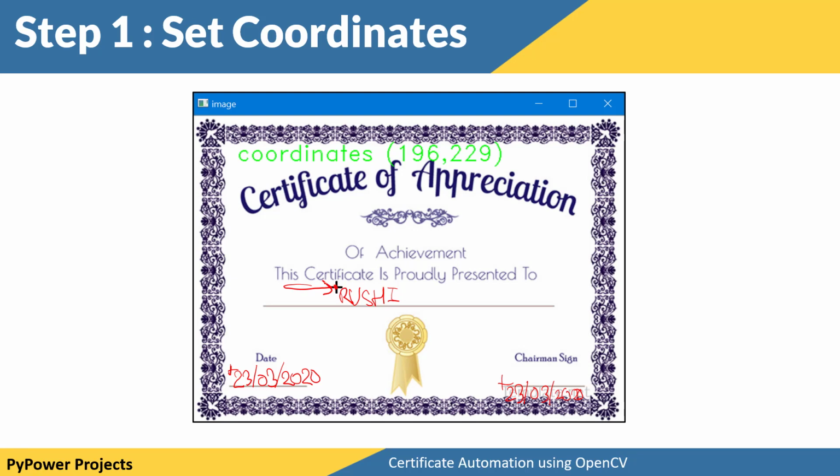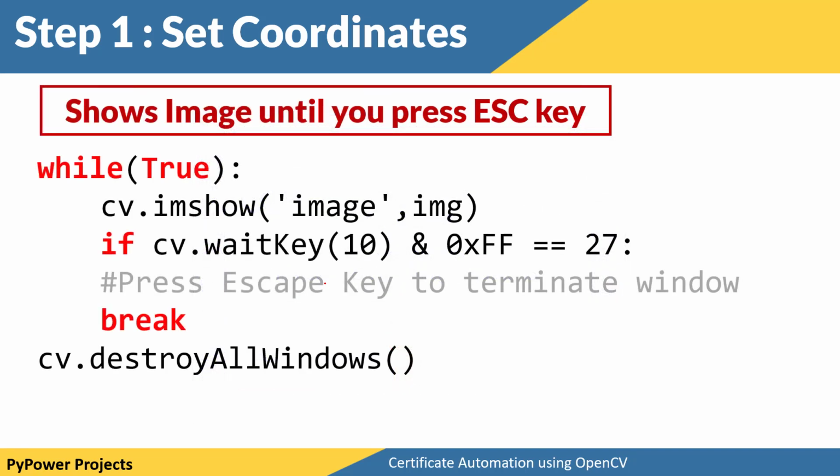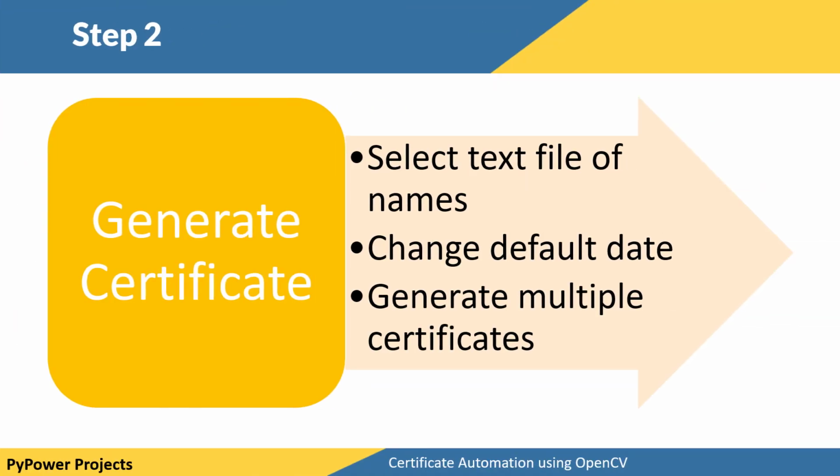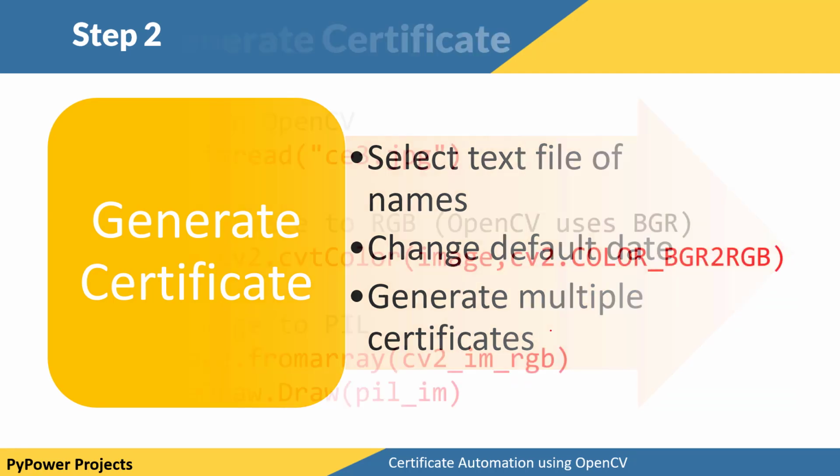Click the escape key to exit from this code. This will show the image until you press the escape key. Next, step 2 is generate certificate. So first you have to give the text file of names as input, change the default date, and on clicking the button, multiple certificates will be generated. Let's see its code.